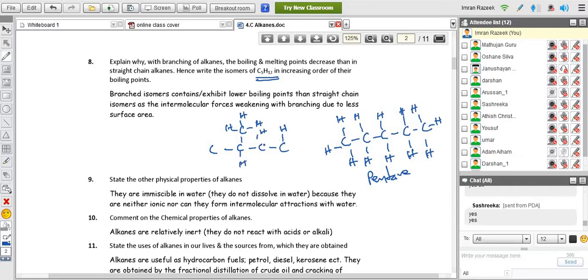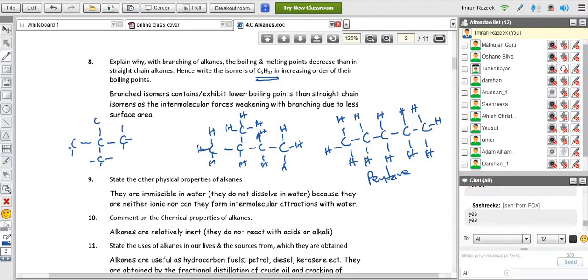So this is 2-methyl propane, and then you get the 2,2-dimethyl propane with 2 branches.